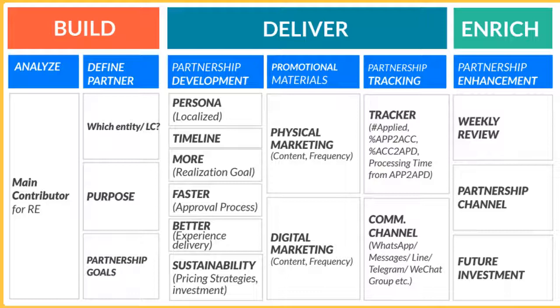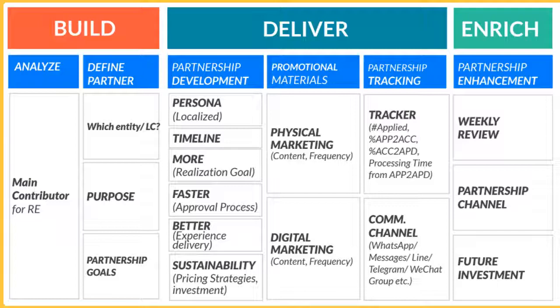So for the promotional materials, we need physical marketing, content and the frequency of this content, and digital marketing, again content and the frequency with which this content is collected. Partnership tracking: here we need certain tools that make it easier for us to track the partnership. And mainly, we need to track the number applied, the conversion rate from applied to accepted, the conversion rate from accepted to approved, and process time from applied to accepted.